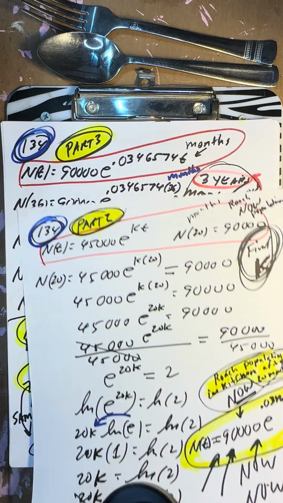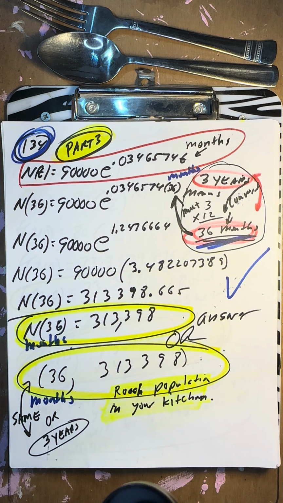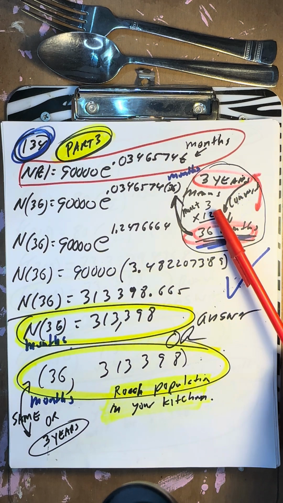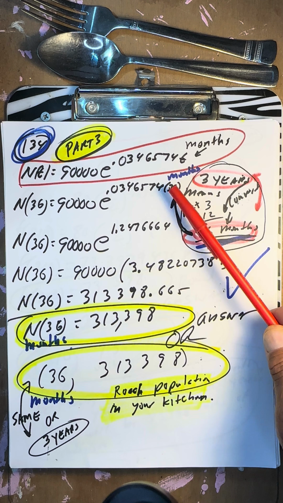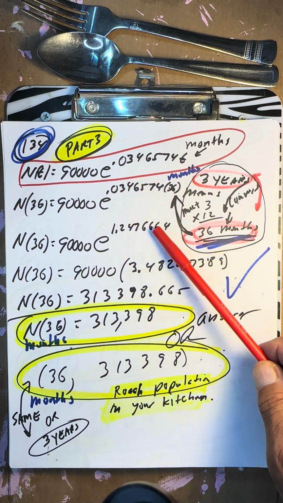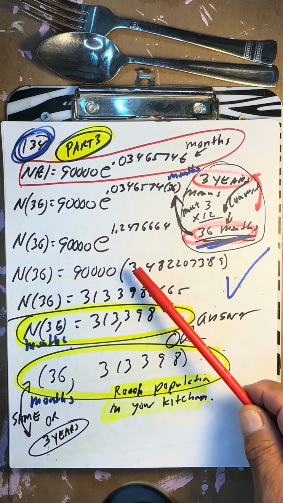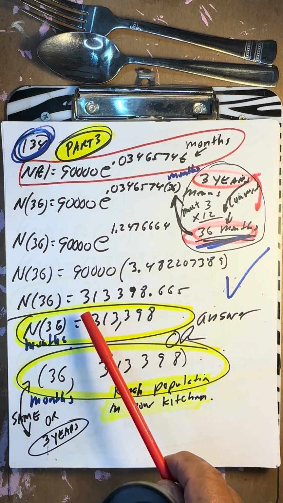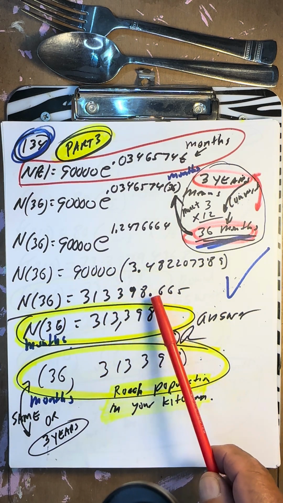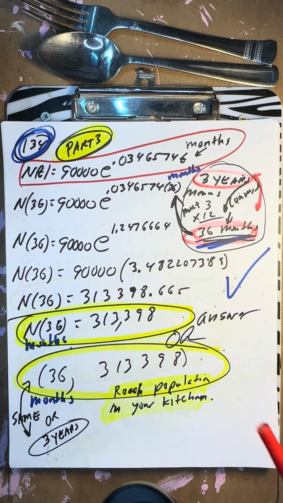So now the other question would be, what happens after so many more months? 3 years from now. Well, 3 years really is months. 3 times 12 is 36 months. So 36 months from now, what will happen? So put 36 times that, which is this number. e to the power of that is this. And times the 90,000 is going to give you 313,398.665.